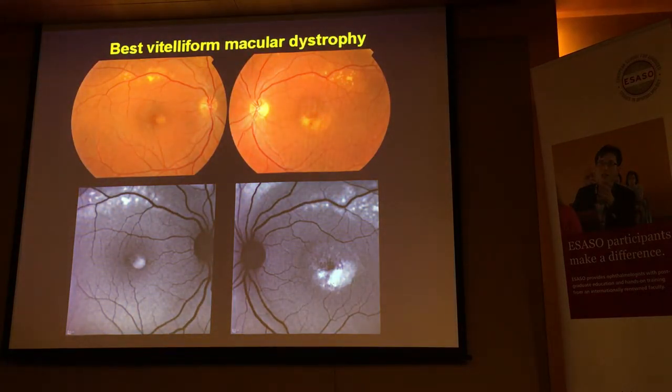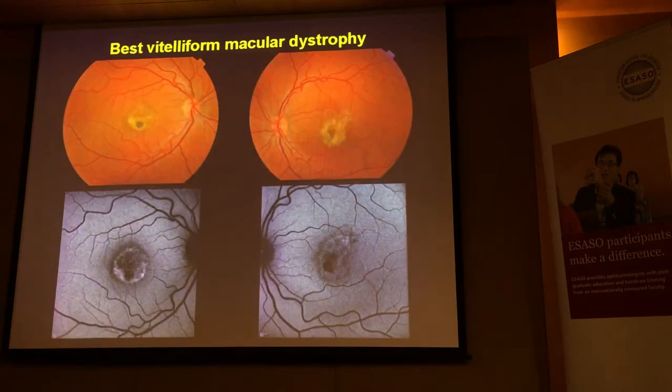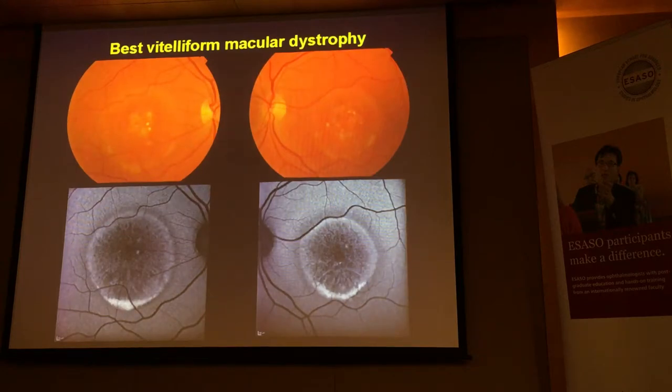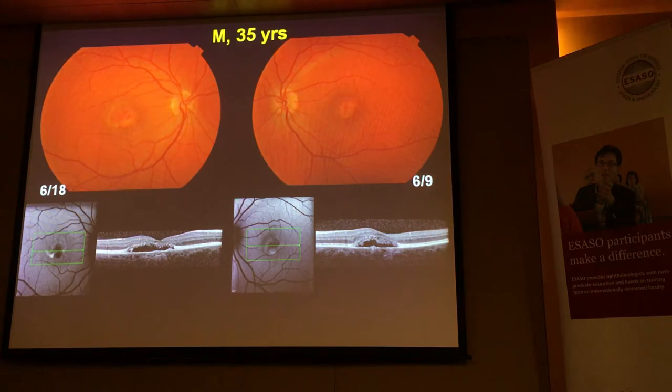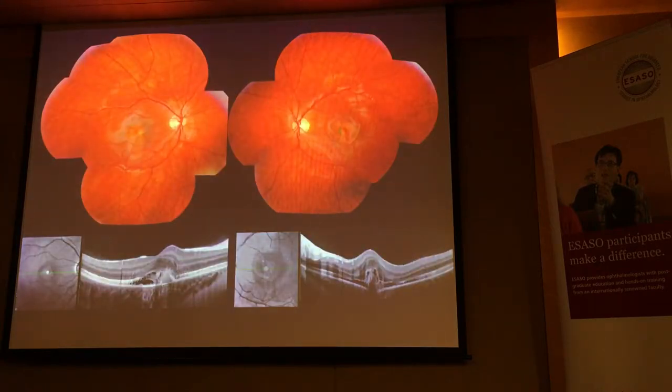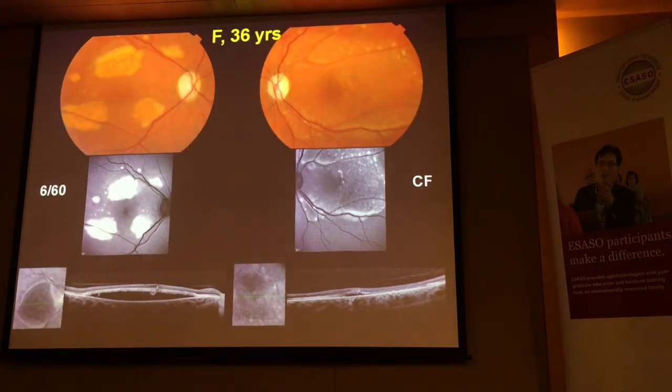These following cases are all examples of what you can get in confirmed Best disease. Just the nature of the autofluorescence, the nature of the fundus abnormality. These are all confirmed cases. Sometimes with what looks like deposition. In other instances, a hyporeflective area, presumably subretinal fluid. And you can get, of course, multifocal Best disease here with a massive hyporeflective area.